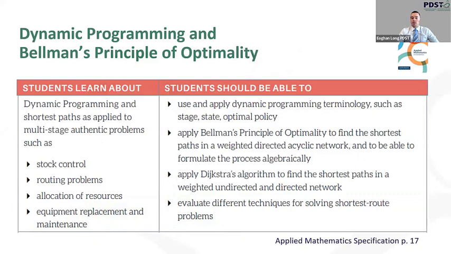So here's a section from the specification regarding Bellman's principle of optimality. We can see here on the left that students will learn about dynamic programming and shortest paths as applied to multi-stage authentic problems such as stock control, routing problems, allocation of resources, etc. In the right-hand section, we see that students should be able to use and apply dynamic programming terminology, which we'll take a look at in a moment, apply Bellman's principle of optimality to find the shortest paths in a weighted, directed, acyclic network, apply Dijkstra's algorithm to find the shortest path in a weighted, undirected, and directed network, and finally, evaluate different techniques for solving shortest route problems.